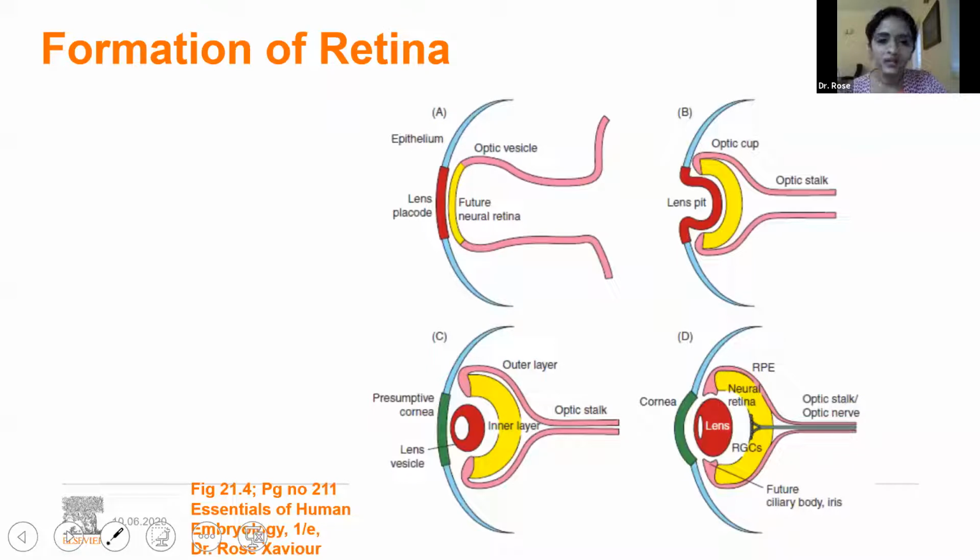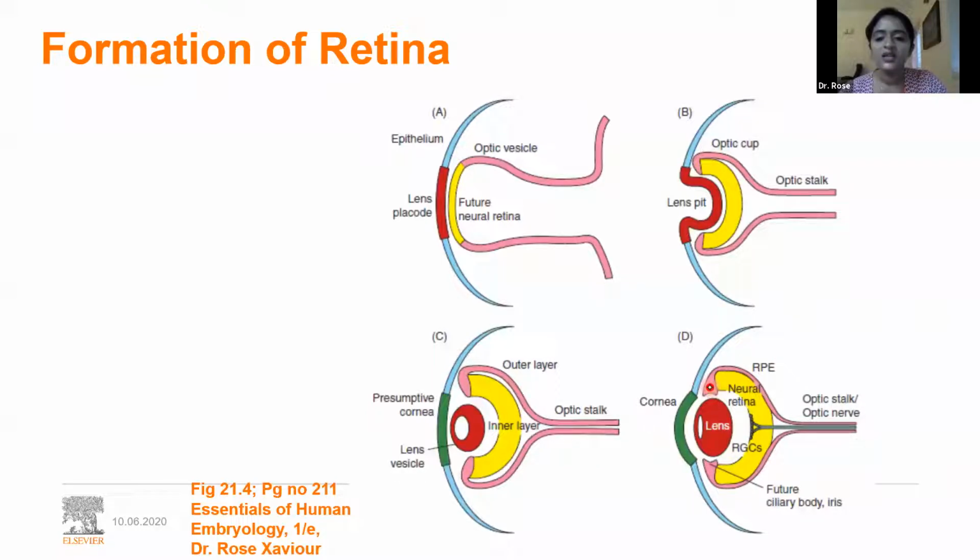We know that this is the optic cup. By the formation of the lens vesicle, this is actually becoming bilayered. You call the two layers the outer layer as well as the inner layer. The outer layer is actually giving rise to the formation of retinal pigmented epithelium, and the inner layer, you can see a pink color here and a yellow color here.